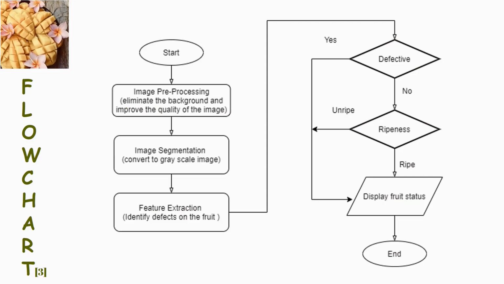And for the flowchart, we'll start by taking the image and go through image pre-processing, image segmentation and feature extraction, which I will explain in more detail later. After that, we process to differentiate whether it is defective or not, and then proceed to the ripeness of the fruit, and then we display the fruit status.